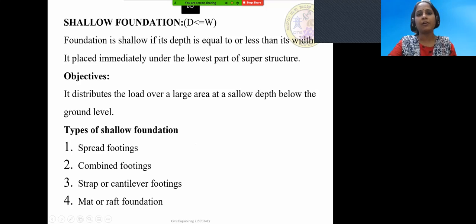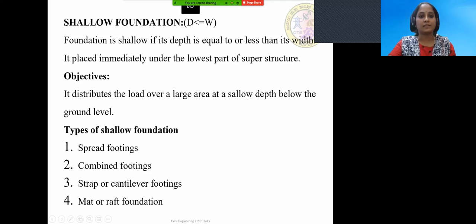Here the foundation is placed immediately below the superstructure, meaning below the ground level. Now the main objective of selecting the shallow foundation: it's usually preferred for normal residential buildings, where the soil is firm and has a good bearing capacity. So we'll choose the shallow foundation. The main objective of the shallow foundation is to distribute the load over a large area at a shallow depth.